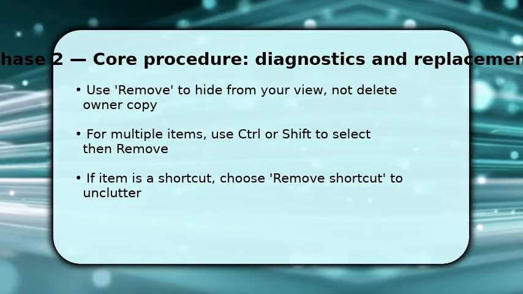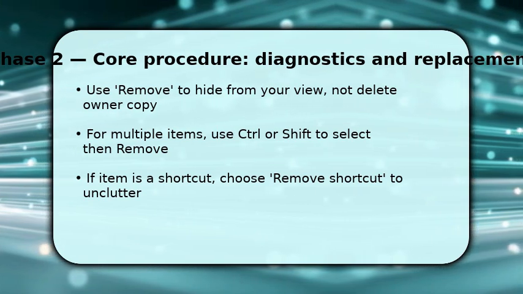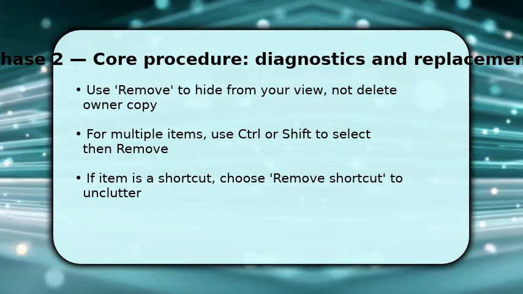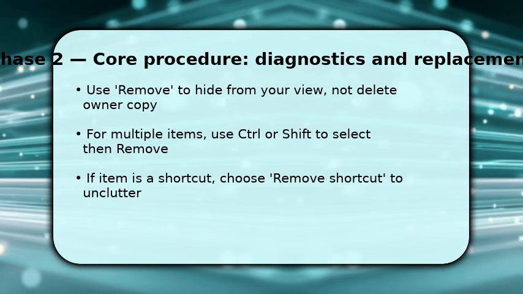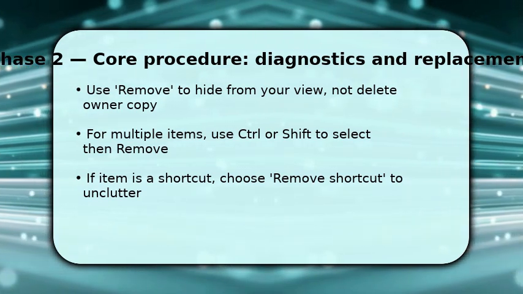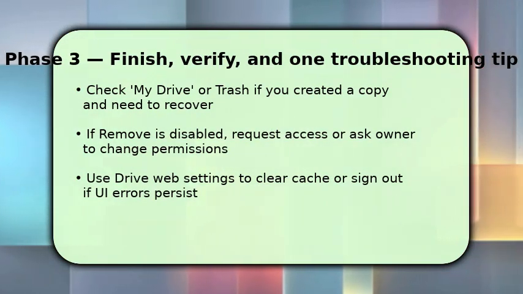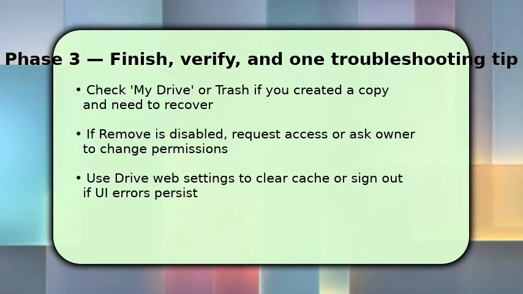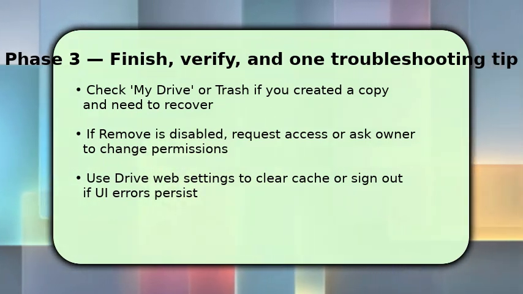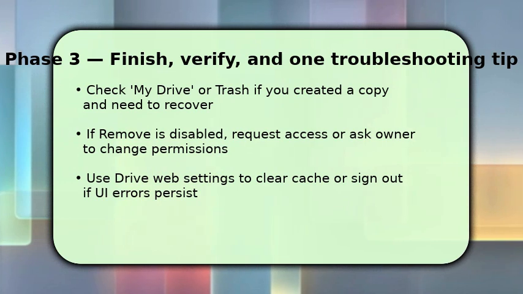Make sure to check the confirmation prompt when present, because it clarifies the effect of the action. Finally, verify the item disappears from Shared with Me. If you made a copy earlier, look in My Drive or Trash to manage it. If Remove is grayed out, request access or ask the owner to change sharing settings.